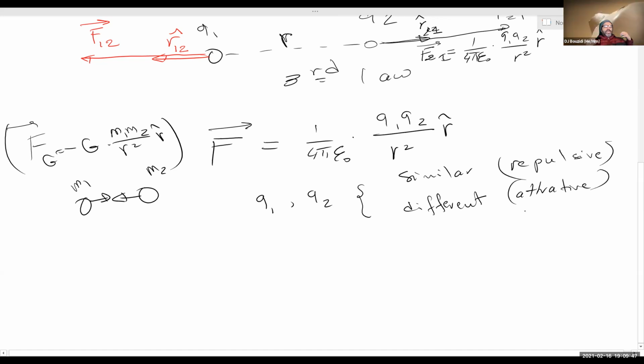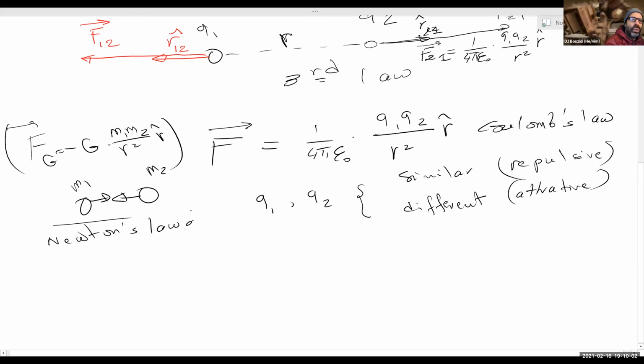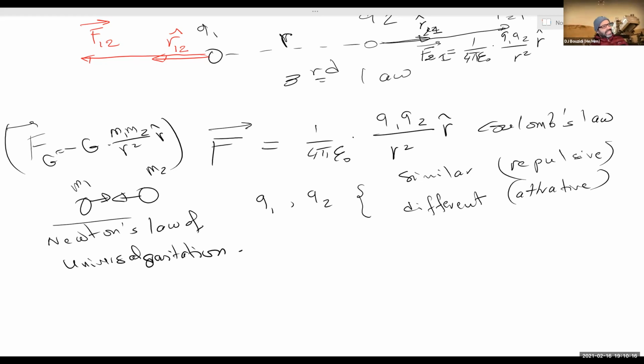See the distinction between Coulomb's law, this is Coulomb's law, by the way, and this is Newton's law of universal gravitation. This is something that you also saw from physics 4A. So this is now the force of gravity, basically, and the force of electricity is how charges interact with one another. Does this make sense to you guys?